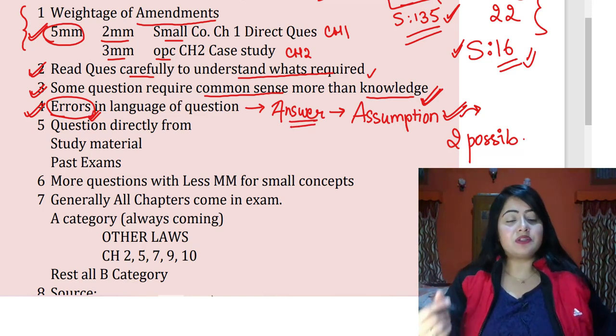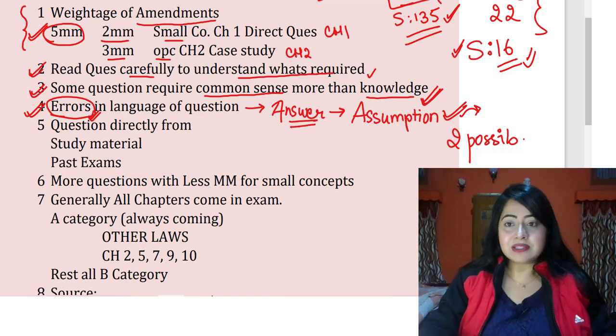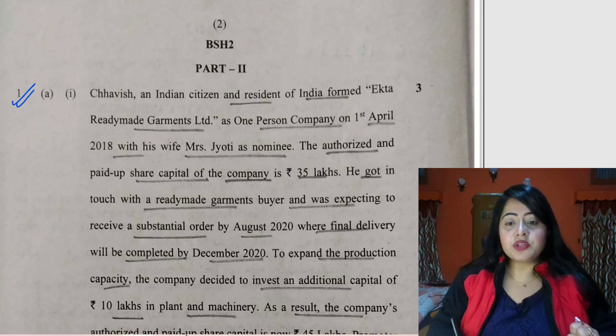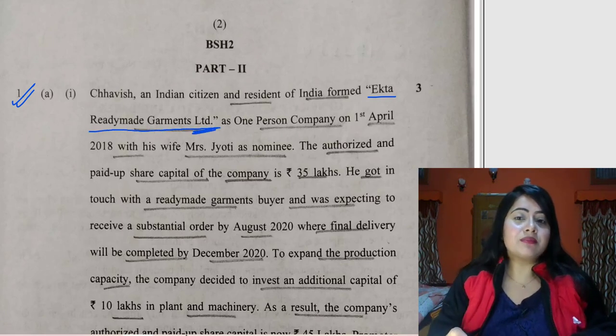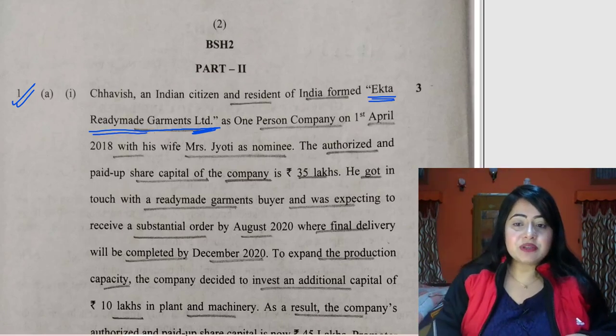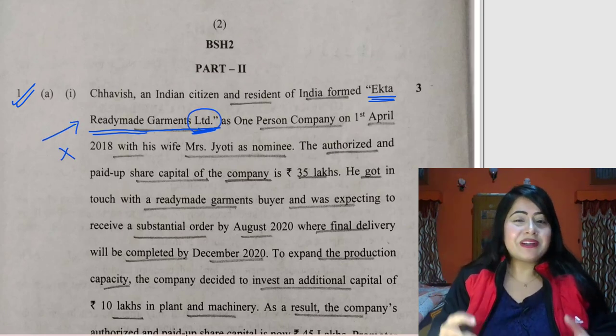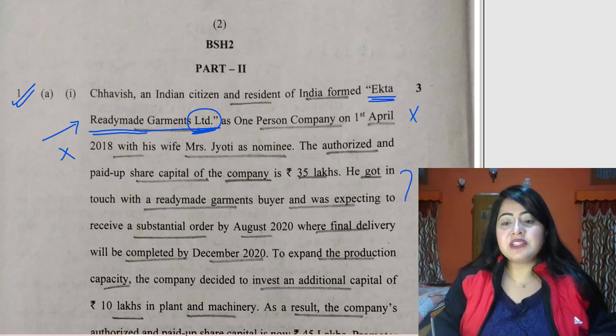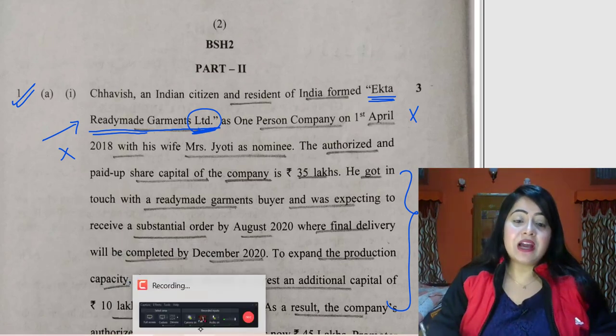Okay, let's take some examples from the December 21 paper for understanding. For example, let's talk about the first question. The first question is with respect to one person company. Now in this question, as you read it, you will realize that the name of the one person company is Ekta Readymade's Garments Limited. Now, if you know, a one person company's name does not end with Limited, it ends with OPC Private Limited. However, here the name is ending with Limited. So here the name of the one person company is not written correctly. But it is not affecting the question as such. It's just a small error, so you have to simply ignore it. You have to see the essence of the question, and you have to basically answer the question.